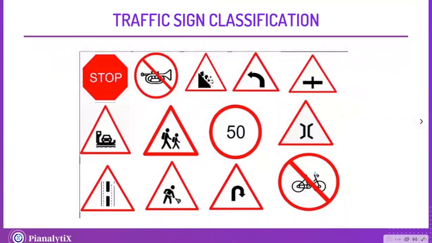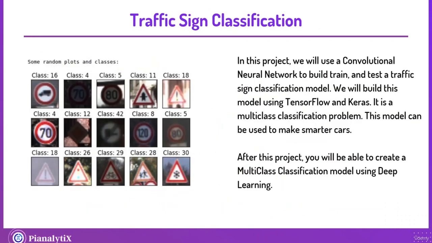Hello and welcome to this project on traffic sign classification. In this project, we will use a convolutional neural network to build, train and test a traffic sign classification model. As you can see here on the left side, there are different traffic signs with different classes. We'll use this dataset to create a model.